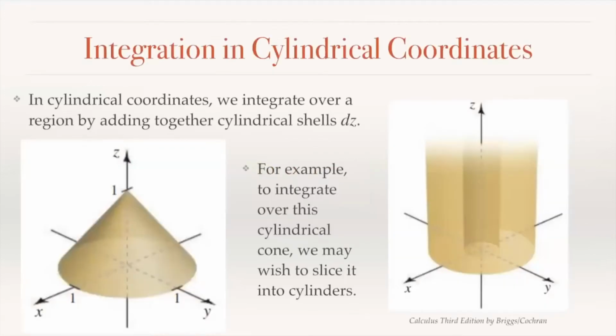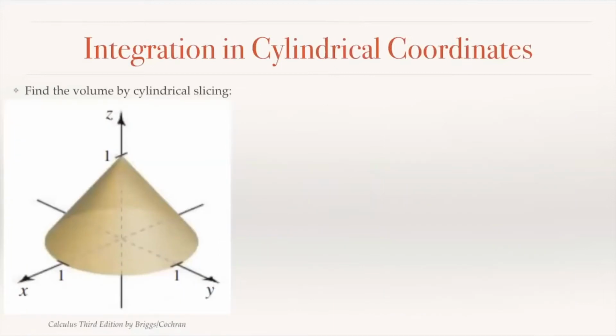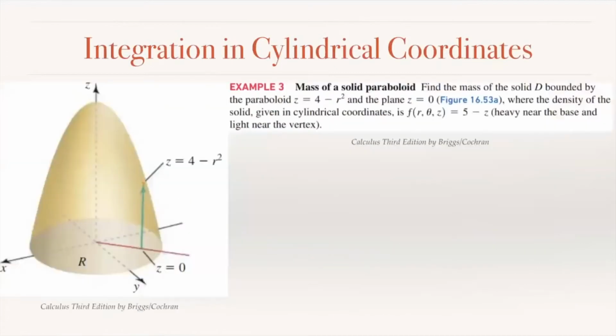However, for many surfaces, such as cones or surfaces like this, it will be much more convenient to slice it into cylinders. So we'll have cylinders like this going up, and we can integrate that way radially going outward. And that will be much more elegant than doing it in Cartesian coordinates.